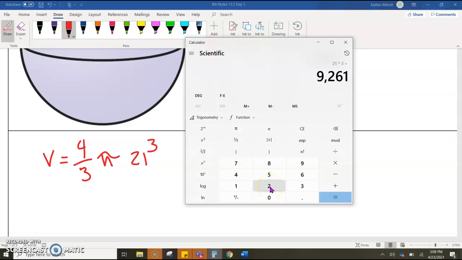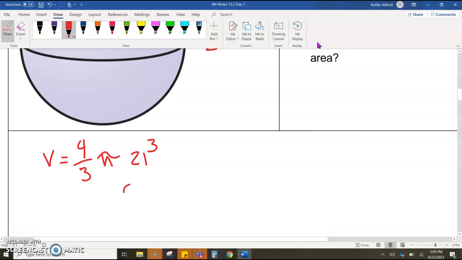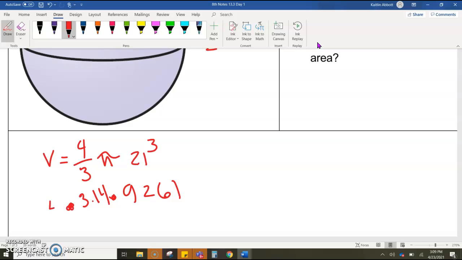So if that's too hard for you, all we have to do is do 21 times 21 times 21. Same answer, 9,261. So 9,261 times 3.14 times 4, and then we're going to divide all of that by 3.